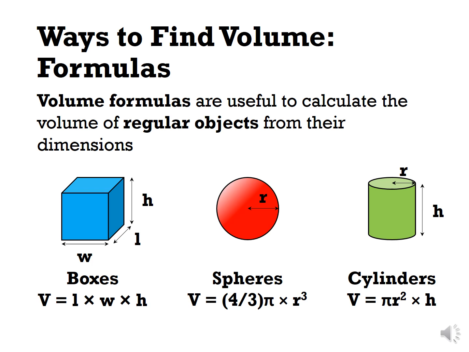There are several ways to find the volume of an object. The most straightforward is using volume formulas. We can use formulas if the object is a regular object like the ones you see here, boxes, spheres, or cylinders, where you can measure the dimensions using a ruler and calculate using the appropriate formula.